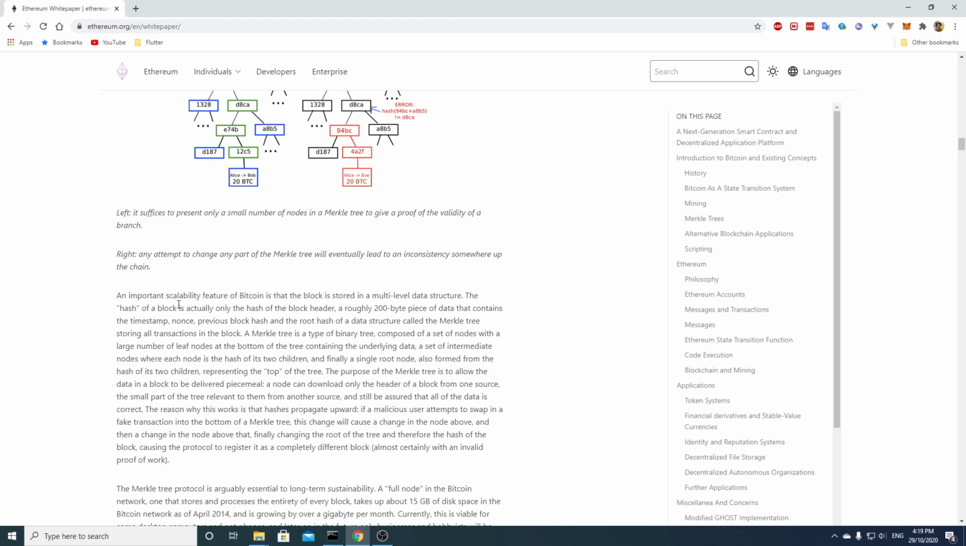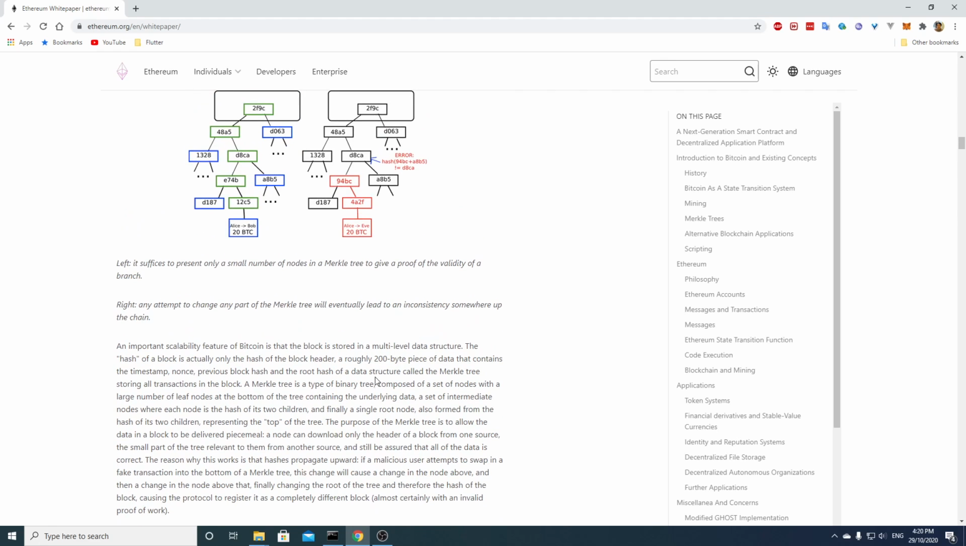The hash of a block is actually only the hash of the block header, a roughly 200-byte piece of data that contains the timestamp, nonce, previous block hash, and the root hash of a data structure called the Merkle Tree, storing all transactions in the block. So the header is 200 bytes.